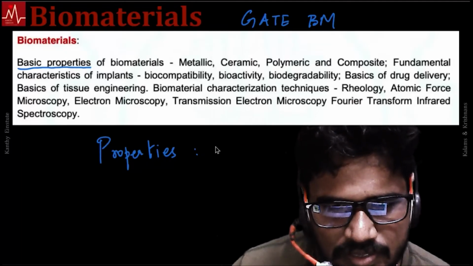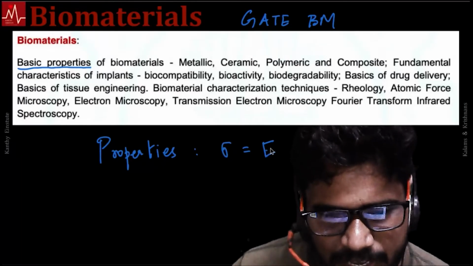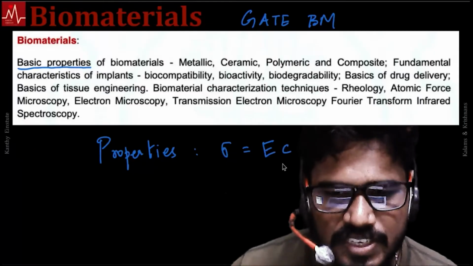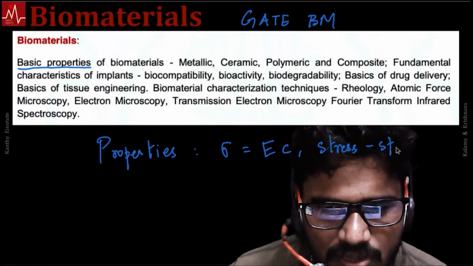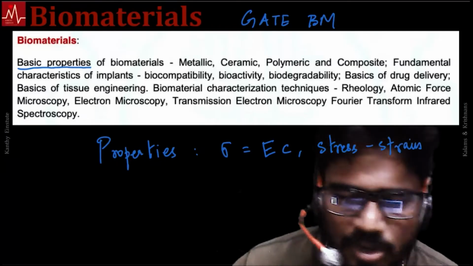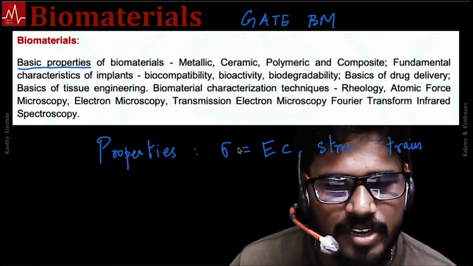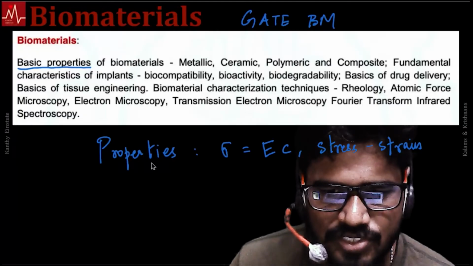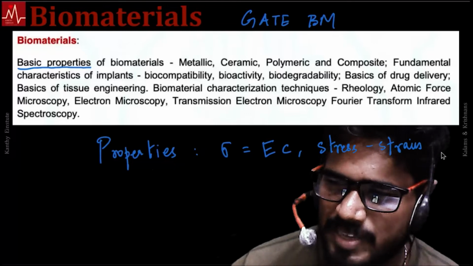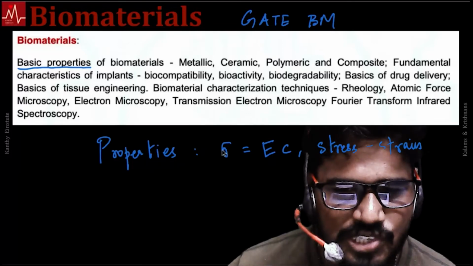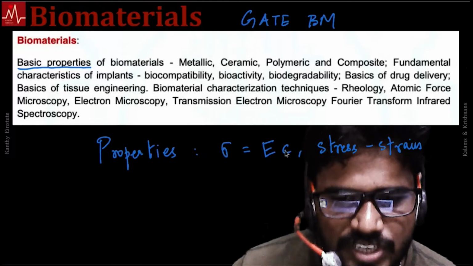So sigma equals A epsilon, the mechanical properties, the stress strain curve, right? Almost every year there is a question from that. And then there are some miscellaneous questions. There are many other properties, but almost every year there is a question from the stress strain curve or this initial typical linear part where the stress is proportional to strain.